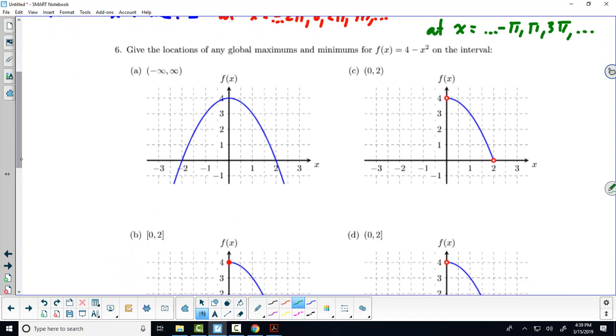So let's look at number 6 here. What we're looking at in number 6 is a quadratic function, but in each instance I define the domain differently. And depending on what that domain is, it affects where we have global maximums and minimums. So one thing to notice for just a moment, I'm only going to consider global maximums and global minimums. I'm not going to worry about locals for right now. We can talk about that in some of the later examples.